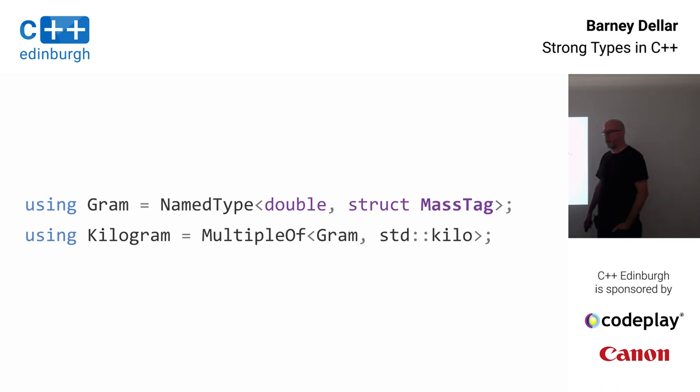Cool. So now we can create a similar template called MultipleOf. I haven't shown it here because it's much the same. And this allows us to write code like this now, where gram is a NamedType on double, and then kilogram is a MultipleOf gram with std::kilo.